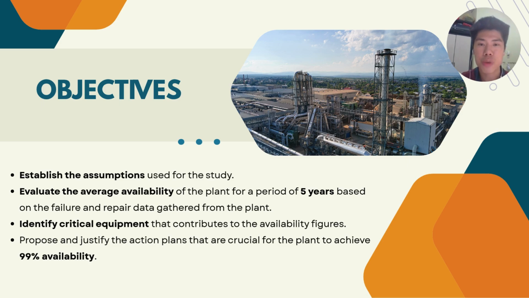First, we are going to establish the assumptions used for our study. Second, we are going to evaluate the average availability of the plant for a period of 5 years based on the failure and repair data gathered from the plant. Thirdly, we are going to identify the critical equipment that contributes to the availability figures that we gathered. And finally, we are going to propose justified action plans that are crucial for us to increase the availability of the plant up to 99%.